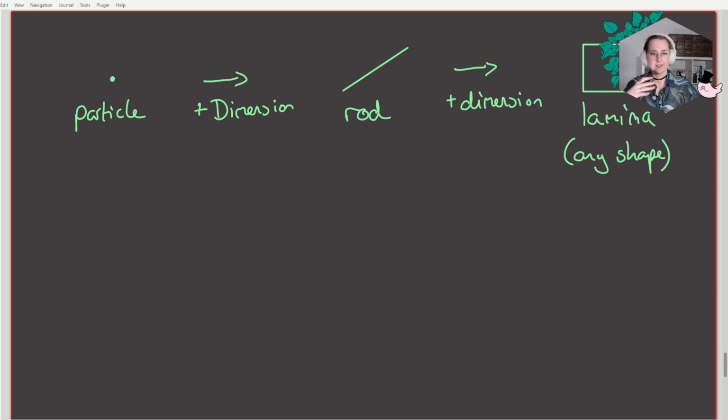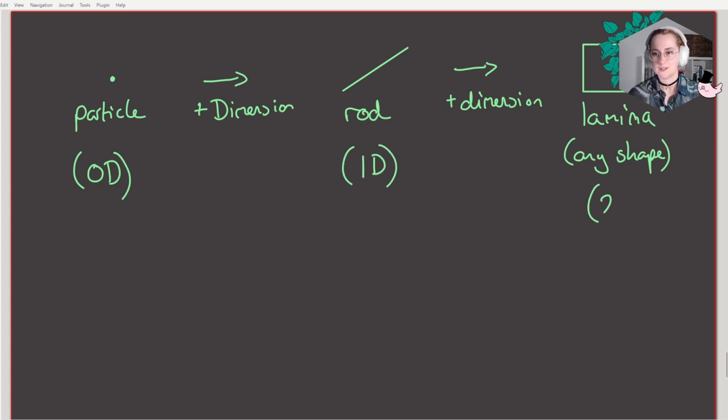So essentially, you start from these, your basic things. We never really model things in 3D because it starts getting really complicated. But you can think of this as 0-dimensional, 1-dimensional, 2-dimensional shapes.